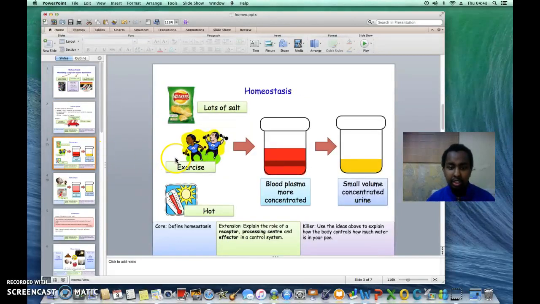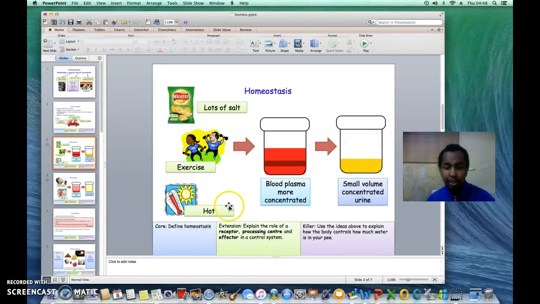Moving on, homeostasis. If you have lots of salt, and say you exercise, it's hot, you produce a lot of sweat. Your blood plasma will be more concentrated, and there'll be a small volume. Your urine will be very concentrated and there won't be a lot.